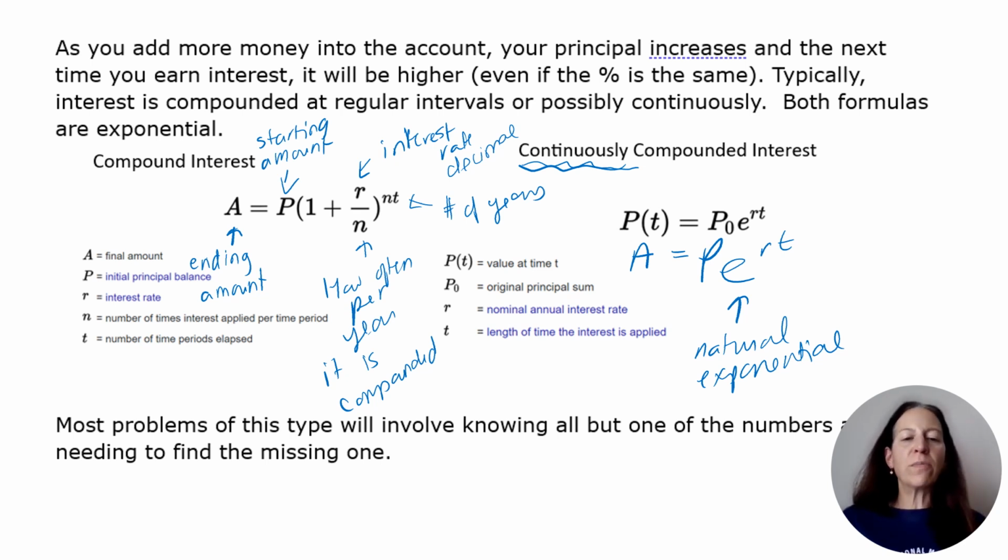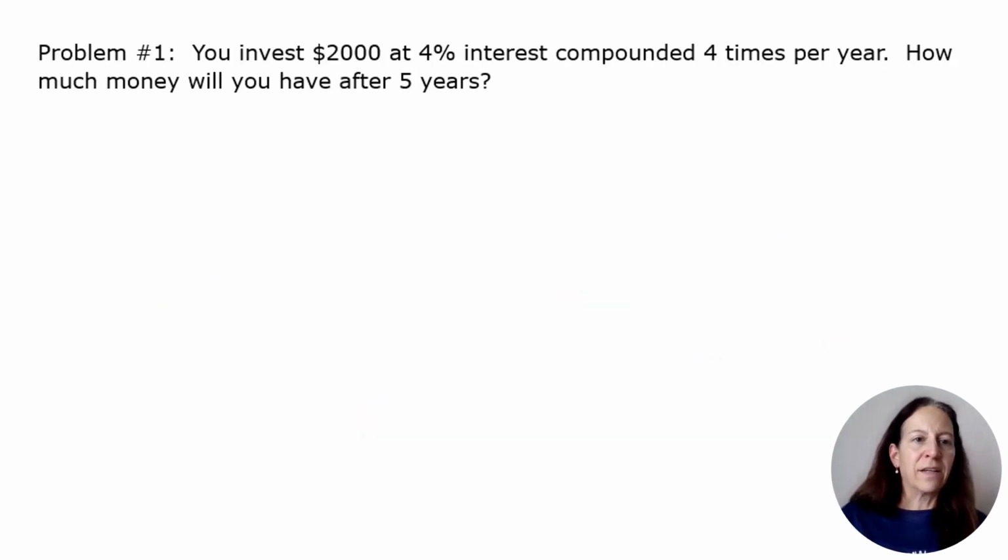So most problems of this type will involve knowing all but one of the numbers, and then you needing to find the missing number. And it's not necessarily the same number every time. So while it's good to have some examples to look at, you don't want to fall into the trap of thinking every single one of these problems is, I can just mimic all the steps. You do have to take each problem individually. So let's take a look at this. So problem number one, you invest $2,000 at 4% interest, compounded 4 times per year. How much money will you have after 5 years?